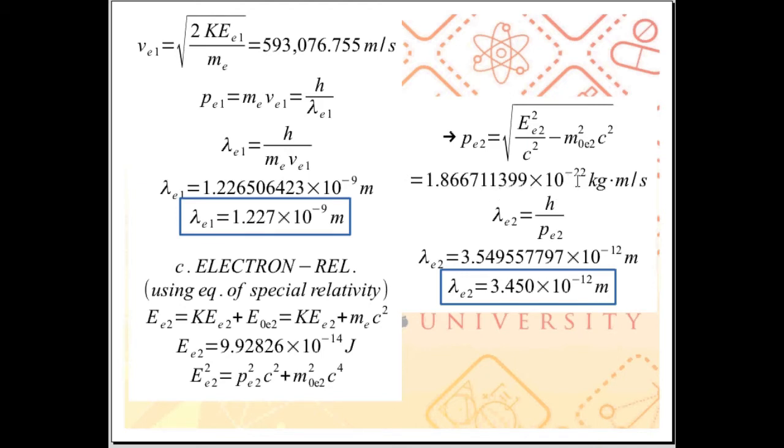1.866711399 times 10 to the negative 22 kilogram meter per second. And applying now our equation for a de Broglie wave, p is equal to h over lambda, so lambda is equal to h over p. Knowing the momentum, we are able to calculate the de Broglie wavelength of the relativistic electron: 3.450 times 10 to the negative 12 meters.